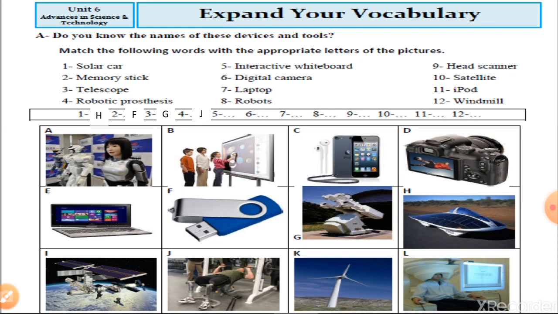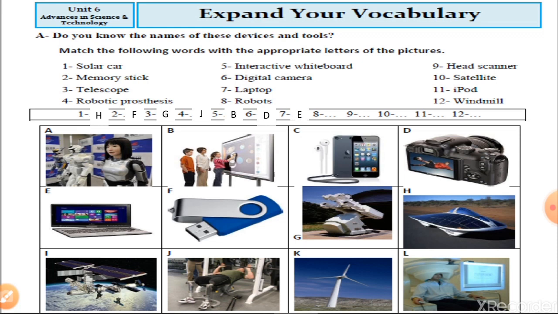5. Interactive whiteboard. It's picture B. Interactive whiteboard is like a big computer or screen in which you can type, write, watch, do very sophisticated things. 6. Digital camera. Of course, you know, a camera can be used to take pictures, videos. So this is picture D. 7. Laptop. It's picture E.